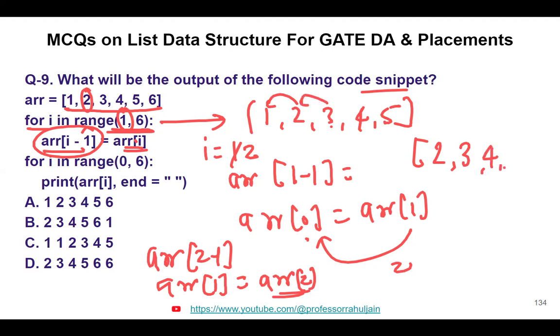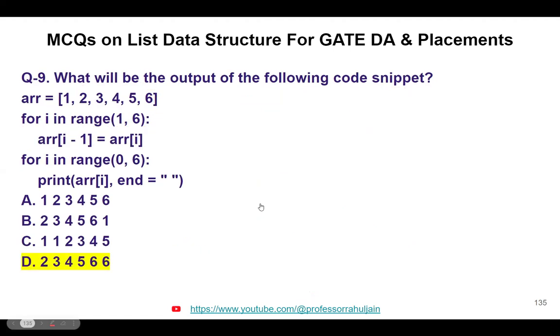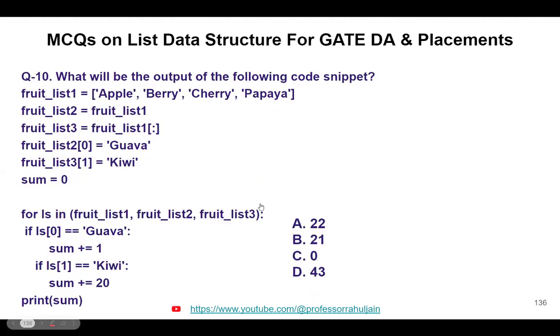Similarly, 4 will be here, 5 will be here, 6 will be here, and then the for loop will end. But after that, this last 6 will remain as it is. I am not altering it. So the final output would be option D, 2, 3, 4, 5, 6, 6. Okay. Next question, last one, question 10.